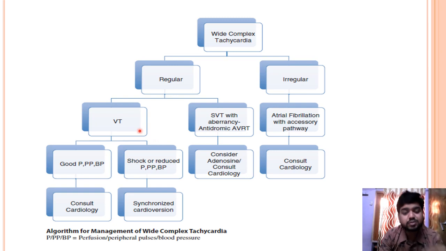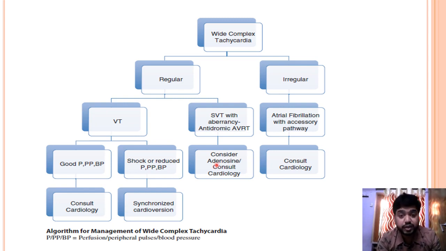Then VT: if it is tachycardia of ventricular origin but with good pulse and good BP, just consult a cardiologist on how to intervene. If it is definitely hemodynamically unstable, straight away go for synchronous cardioversion. If it is cardiac arrest, you go straight for defibrillation, but if hemodynamically unstable, you go for cardioversion. If completely hemodynamically stable but still ventricular origin tachycardia, consult a cardiologist, and usually the drug of choice in pediatrics will be amiodarone.